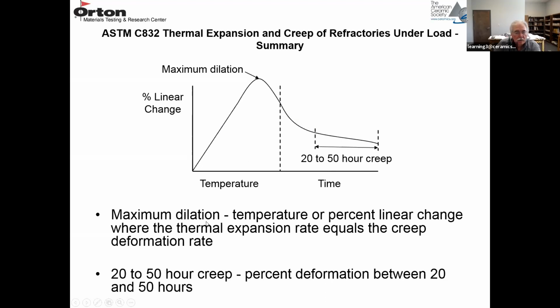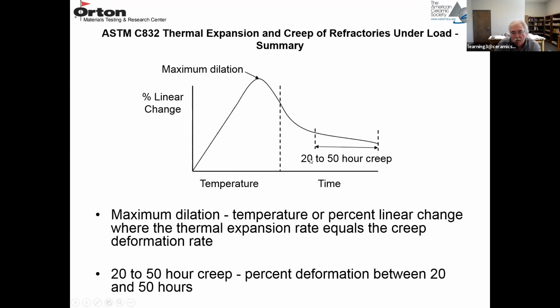So the maximum dilation is the temperature or percent linear change, where the thermal expansion rate now equals the creep deformation rate. So here the material is expanding at the same rate it's creeping. And that's sometimes useful. It's useful as an indication of where you might want to cut off the upper use limit. You might want to stop the upper use limit right there at that temperature, because after that you start having creep, especially if this is a significant amount of creep.